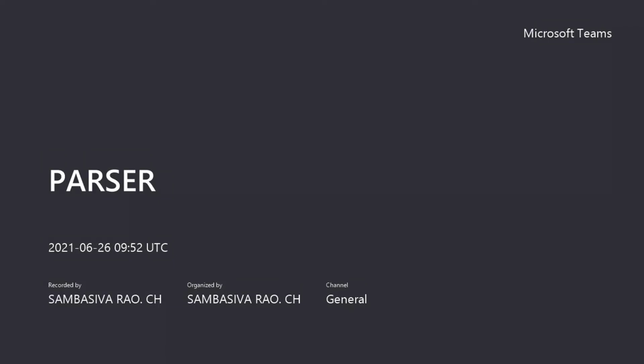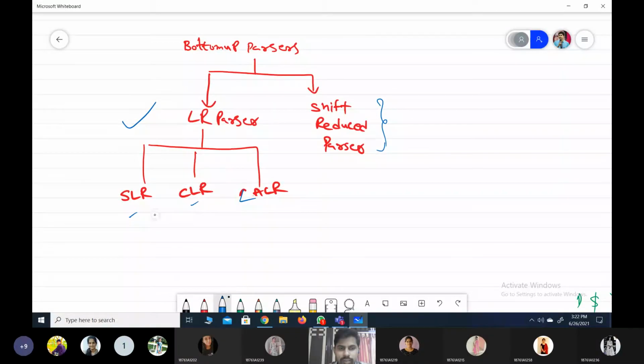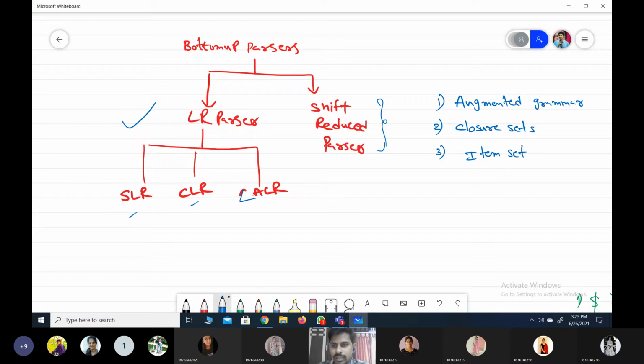Either a CLR parser or a LALR parser. First, you have to construct the augmented grammar. Based on the augmented grammar, now you have to construct the closure sets. Based on the closure set, we can identify the item set construction.